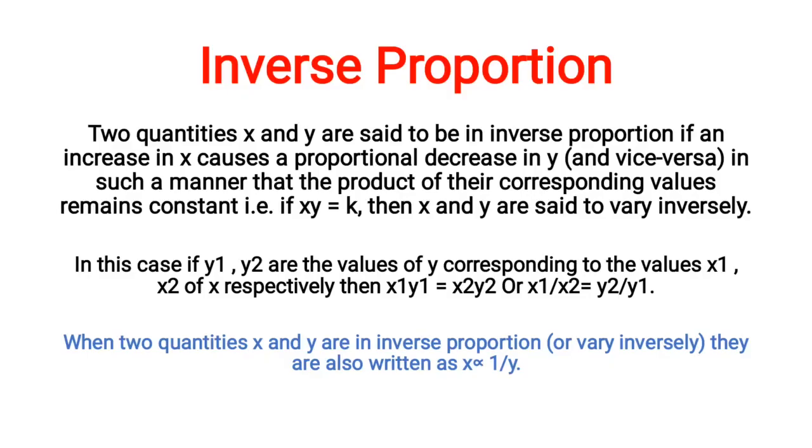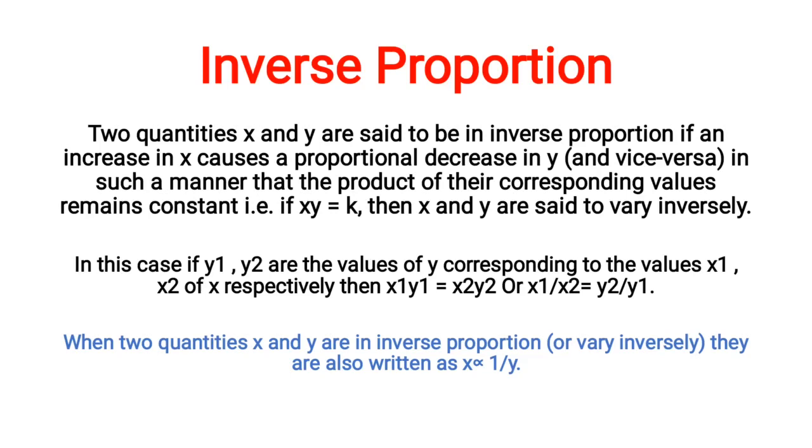Next, we shall learn about inverse proportion. Two quantities x and y are said to be in inverse proportion if an increase in x causes a proportional decrease in y or vice versa, in such a manner that the product of their corresponding values remains constant. That is, if x into y is equal to k, then x and y are said to vary inversely or are said to be in inverse proportion.